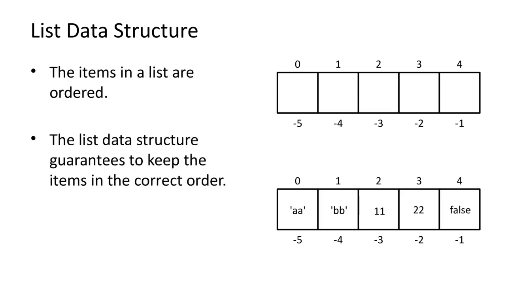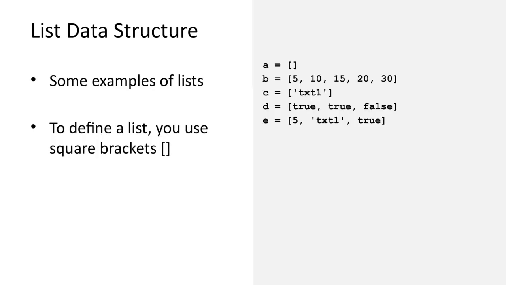An important property of the list data structure is that the items in the list are ordered. The order is defined by the index values. The 0 index is the first item. The 1 index is the second item. And so forth. Here are some examples of lists. We already covered many of the basics of lists.